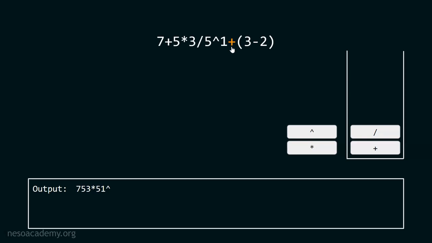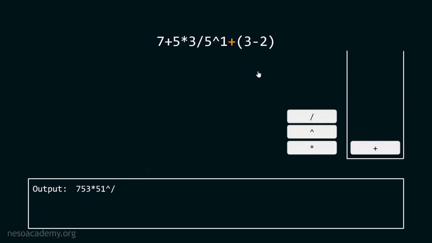Next, we will compare the precedence of this operator with this operator. Please remember, we have to compare the precedence of the current operator with all the operators on the stack. Fine. Here you can see that plus has the least precedence and definitely this division symbol will get out of the stack, right? And then it will also get printed onto the screen, right?